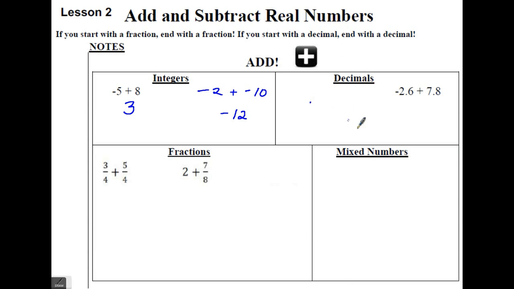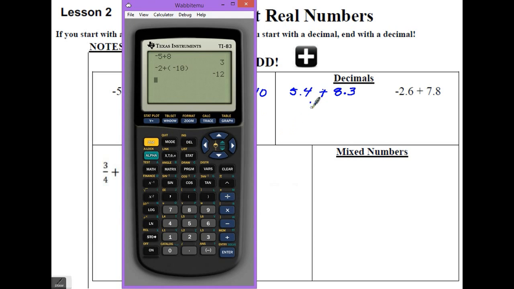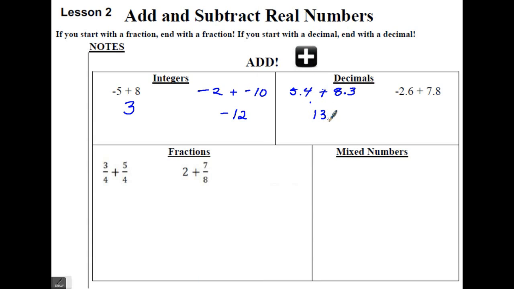So now let's go on to another example. So let's say I have 5.4 plus 8.3. I want to add these two numbers. So again, in this situation, you want to use your calculator. So we're going to take out your calculator, and we're going to add these two numbers. So I'm going to go ahead and clear this. We're going to add 5.4 plus 8.3, and we get 13.7. So we're going to go ahead and write down 13.7.